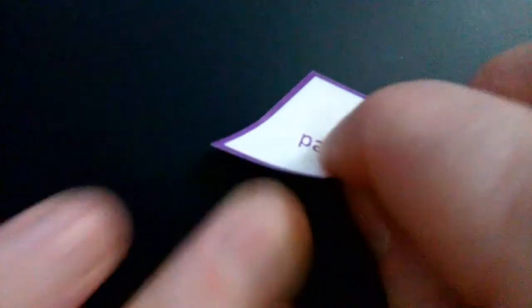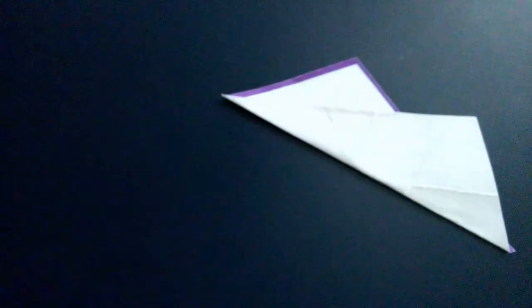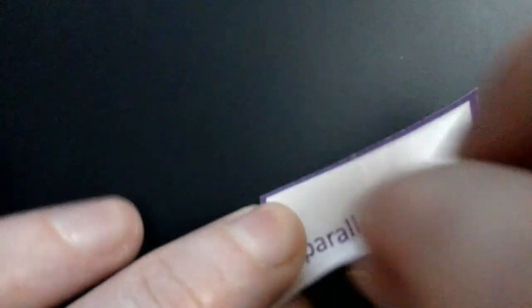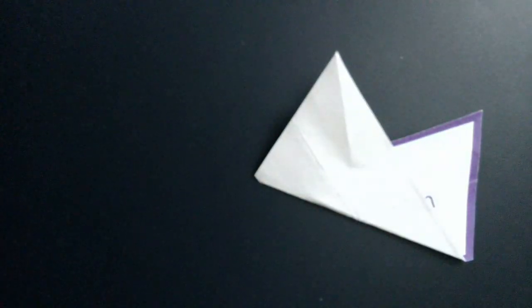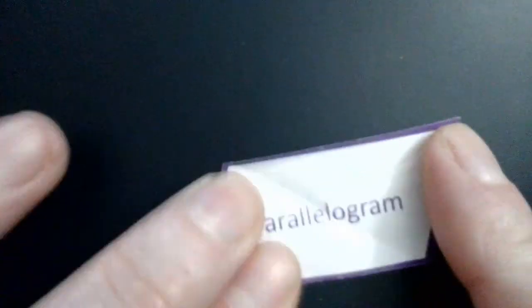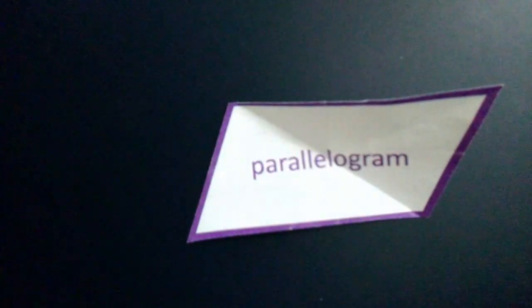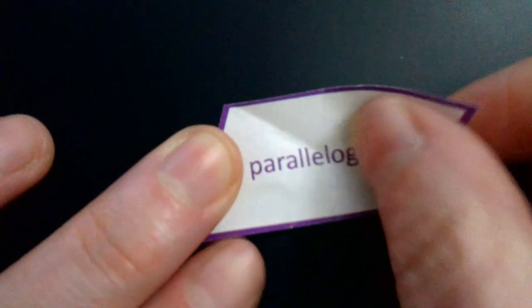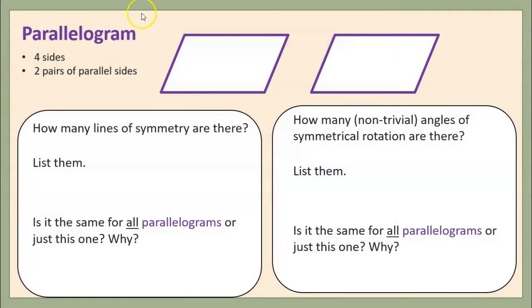Maybe the diagonals? Let's try the diagonals. More hangy-offy bits. Let's try the other diagonal. This way. More non-matching bits. I couldn't find any lines of symmetry for the parallelogram. Can you? Are there any other places we could fold this? Like, I can't see any. I can't think of any. I'm going to say this is 0. I don't think we have any lines of symmetry.